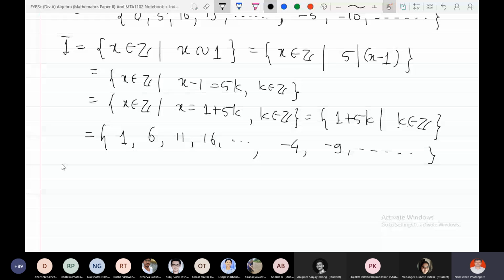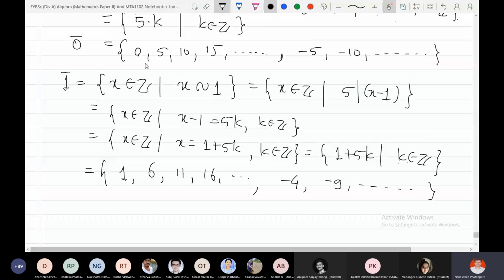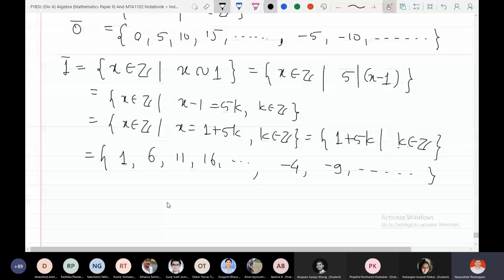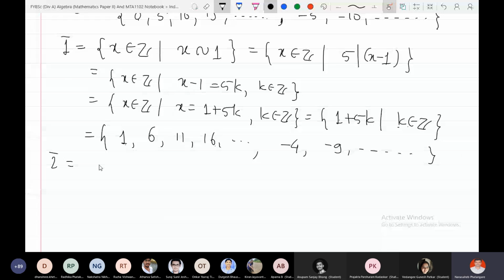Now, class of 0 and class of 1, how many elements are exhausted? Multiples of 5 and multiples of 5 plus 1 are exhausted. Now what are the remaining? Does 2 belong to the class of 0 or the class of 1? No. So now just pick up 2, because from the remaining you have to choose one and then separate out its class.